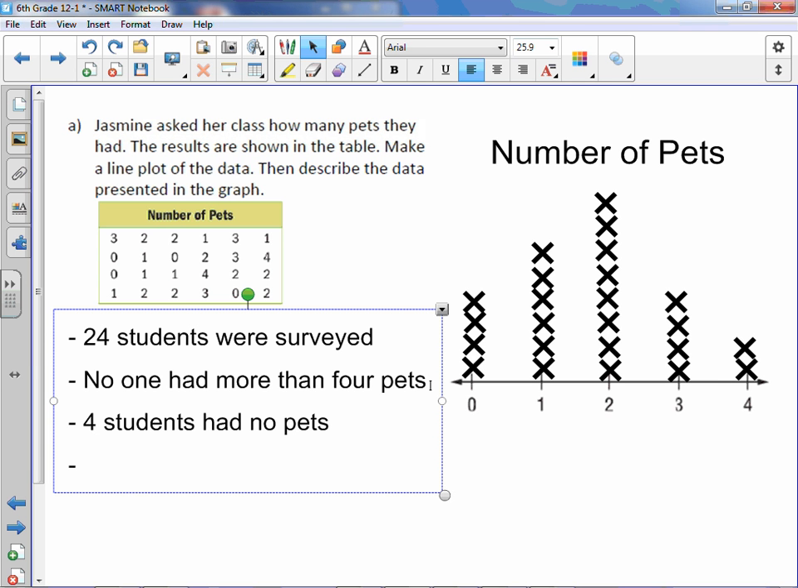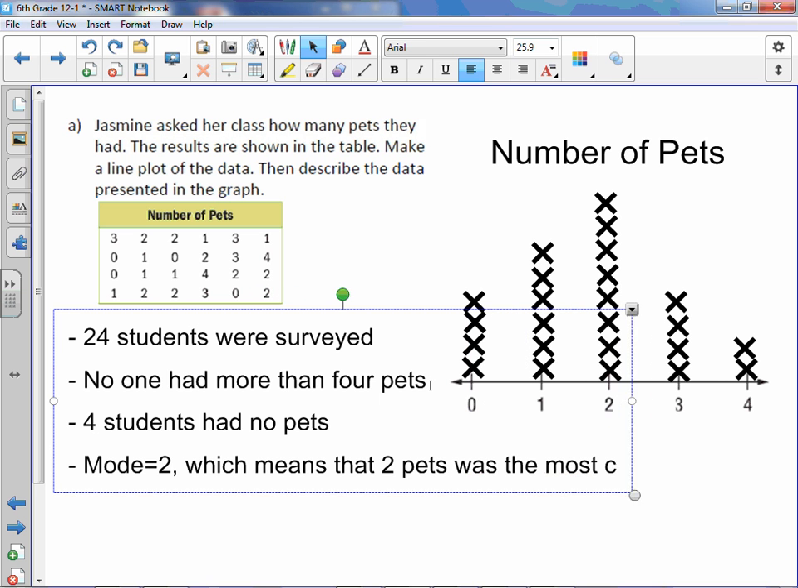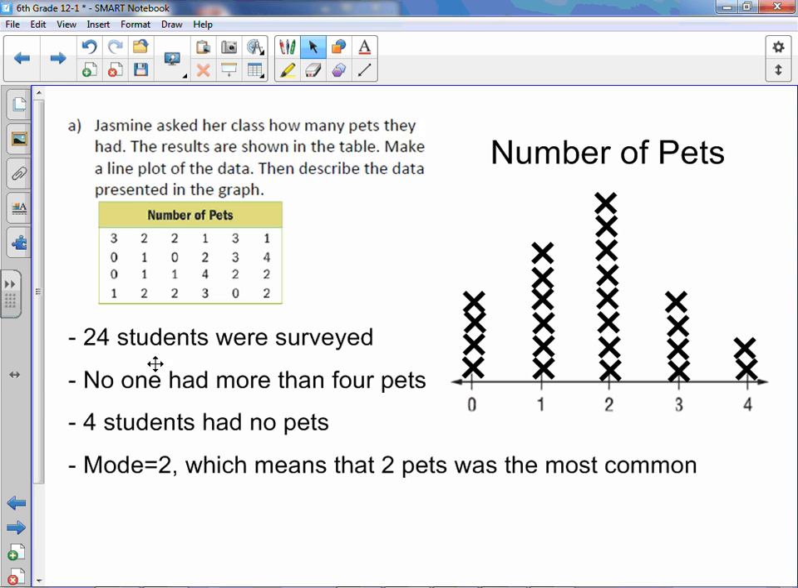We also want to take note of the mode, which number of pets was the largest. So the mode is 2. It's the number of pets that occurs most often, which means that 2 pets was the most common. So in your description, you're just jotting down some information that you can gather from the data, from the graph itself.